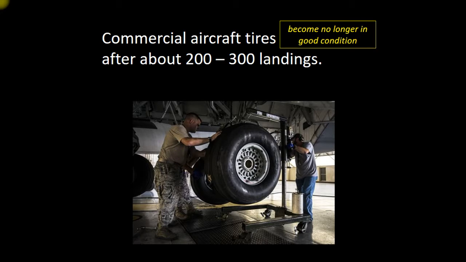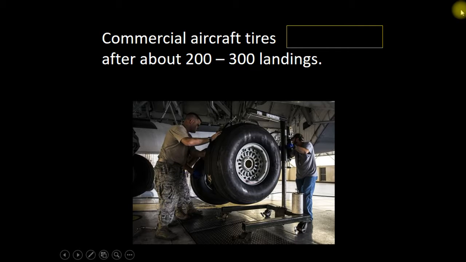Next, commercial aircraft tires become no longer in good condition after about 200 to 300 landings. So what's that phrasal verb, which means to become unusable? Wear out. Right, so commercial aircraft tires wear out after about 200 to 300 landings.